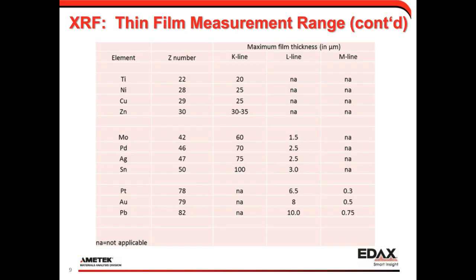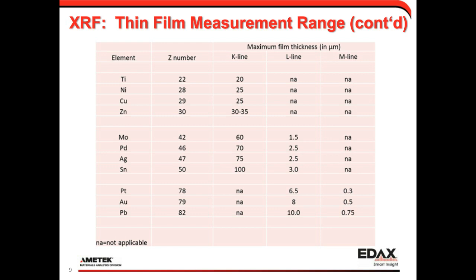Okay, this slide shows a table of general measurement range for different sorts of elements. So let me go through a few of the columns here. On the left, we have different elements and their atomic numbers. And on the right, we have K lines, L lines, and M lines. K lines are our most energetic lines, then L lines, and M lines are the weakest.